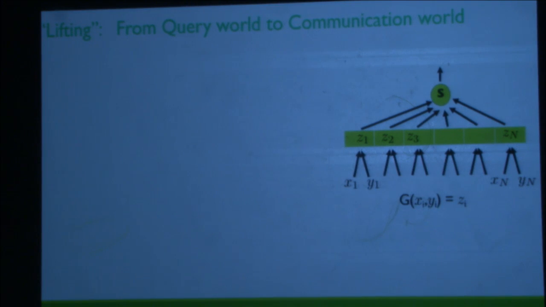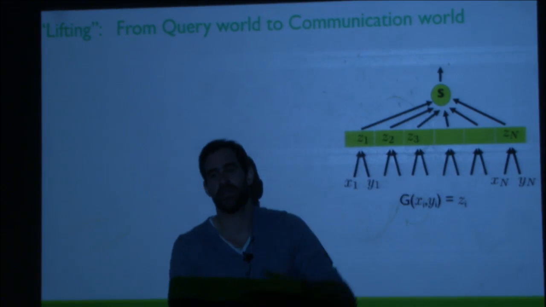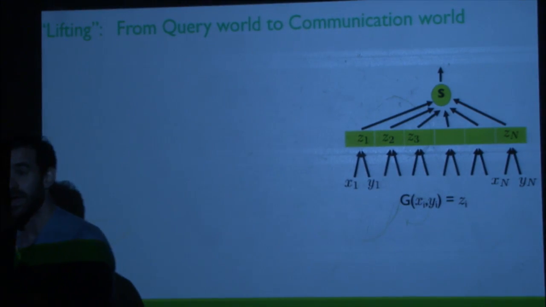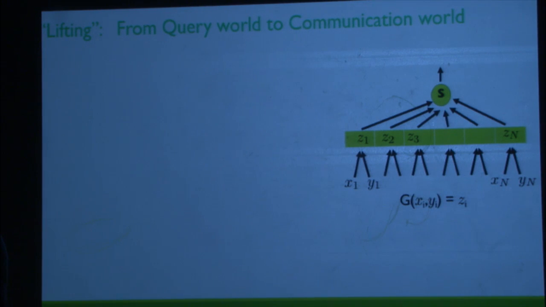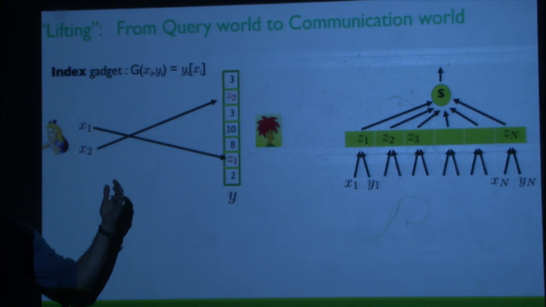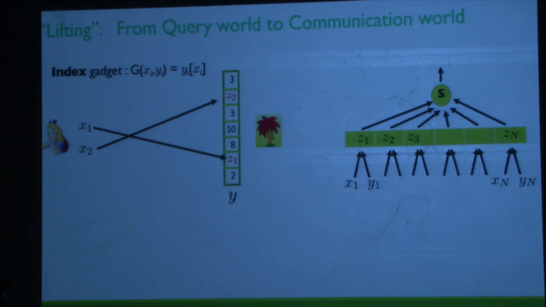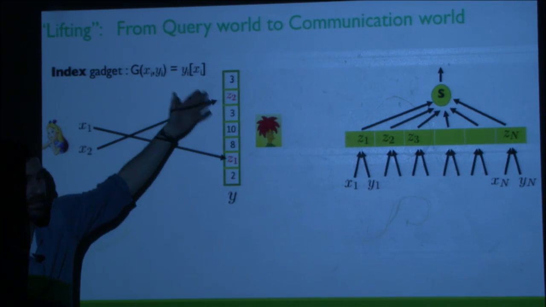Okay, it's important. I want to stress the point that the gadget is not just a magic trick where you can take any problem and split it using any gadget and get whatever. The gadget has to prevent such manipulations. So what Raz and McKenzie showed is that basically there's a universal gadget for which the problem remains as hard as it was for the query model, and that's the indexing gadget.